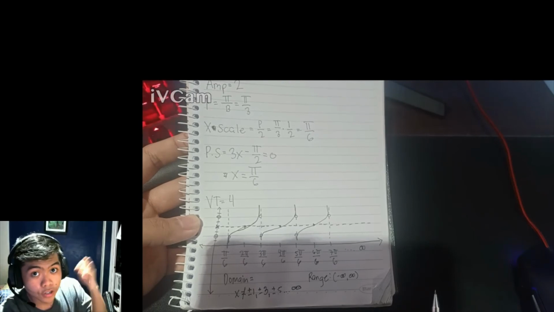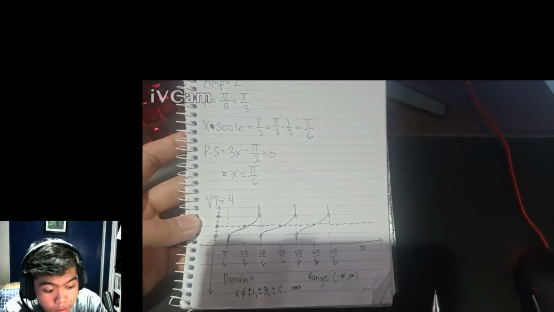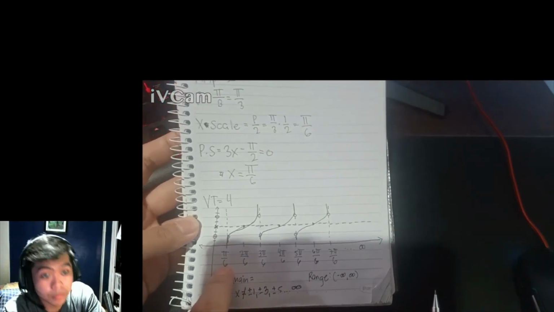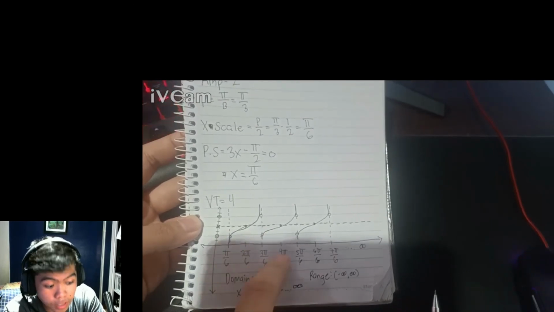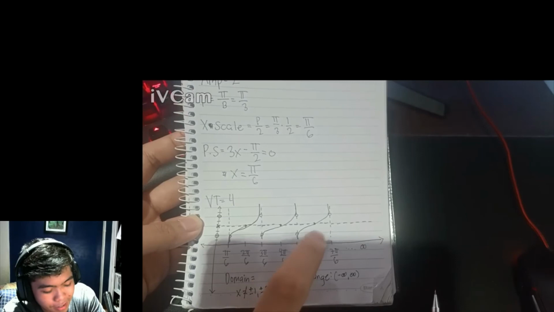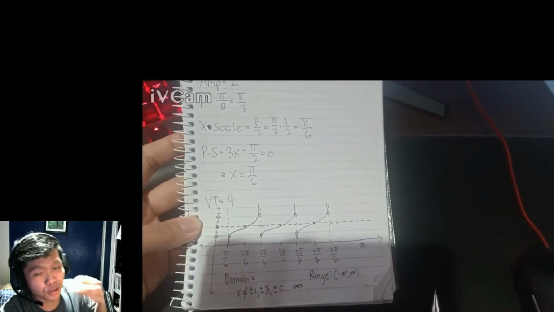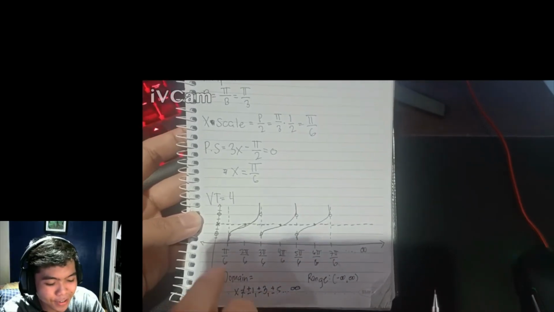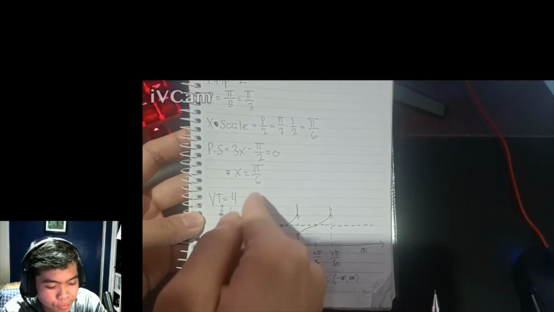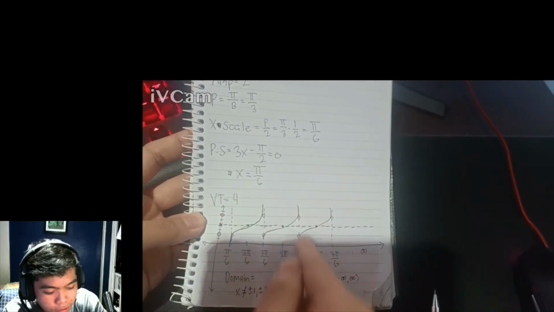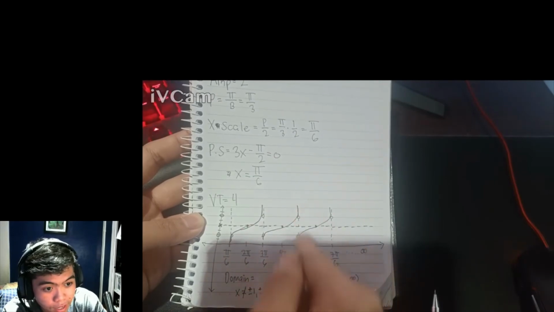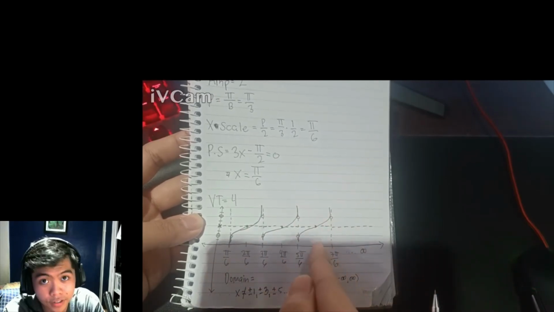So it's alternating. The first one, of course, is an asymptote. Next is an x-intercept, asymptote, intercept, asymptote, intercept, asymptote, and so on and so forth. So two asymptotes, and in the middle is the intercept. Two asymptotes, middle, intercept. Two asymptotes, middle, intercept. Okay?